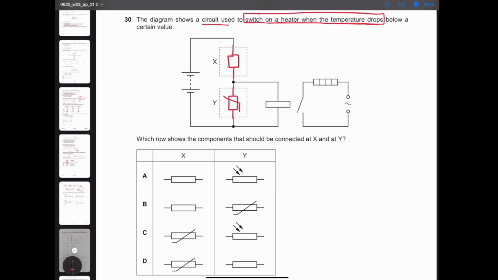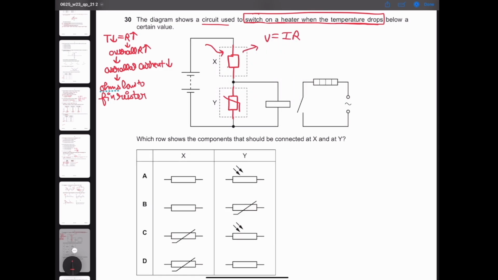If temperature is decreasing, the resistance is increasing. Then we can say overall resistance must increase. And if overall resistance is increasing, overall current in the circuit must decrease. Alright. Now you apply Ohm's law to the fixed resistor. You apply Ohm's law here, then you can say V equals IR.